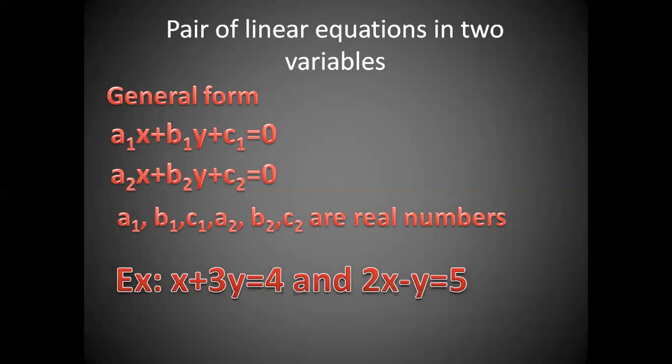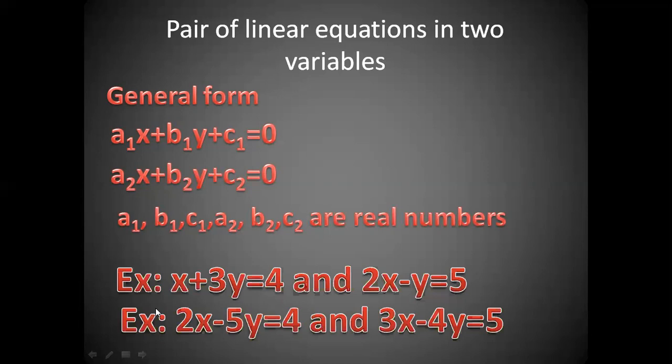Let us write an example. Here pair means you have to write two equations together. I'll write x plus 3y is equal to 4 and 2x minus y is equal to 5. This is one pair of linear equations in two variables. Write one more pair: 2x minus 5y is equal to 4 and 3x minus 4y is equal to 5. You can take any two equations together. Write two more examples for pair of linear equations in two variables.